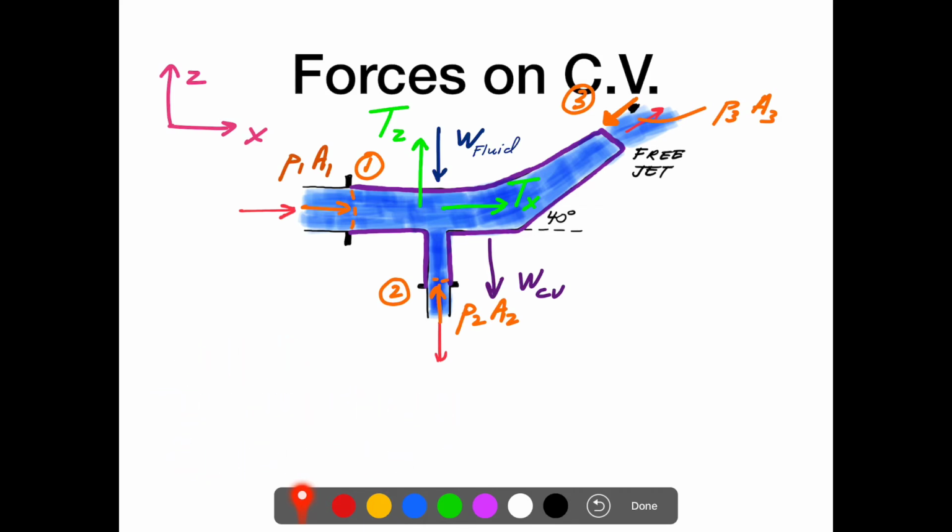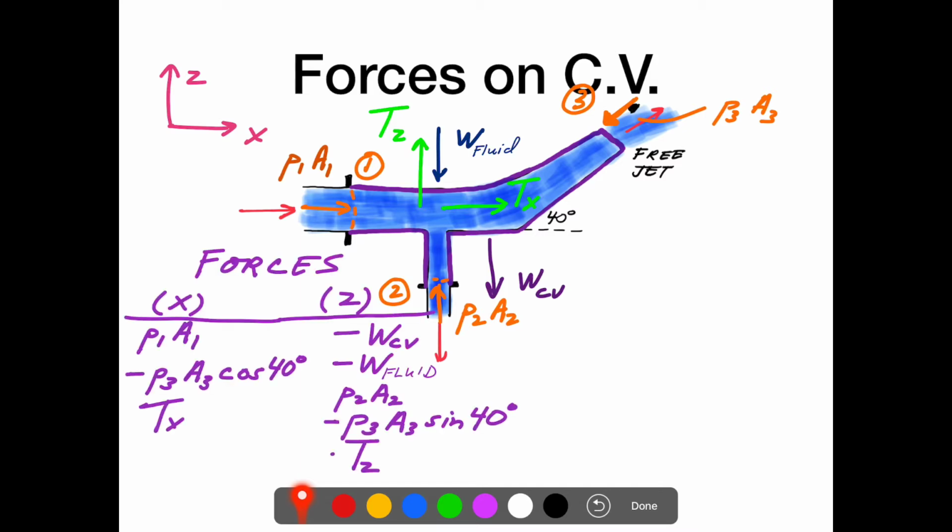If we want to go ahead and write those down, I like to write them in terms of the different components. So in the x direction, we have the pressure force at number 1. At the 3 cross-section, that would actually be a negative P3A3 cosine 40. And we have that x support force acting in the x direction.